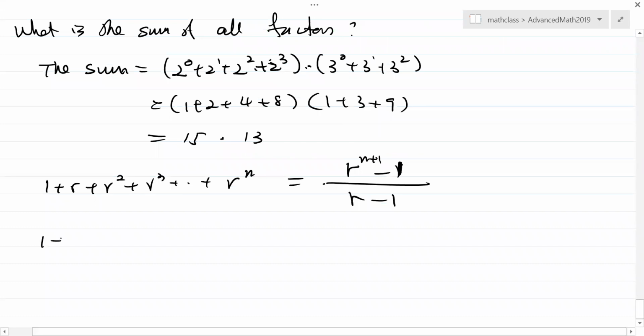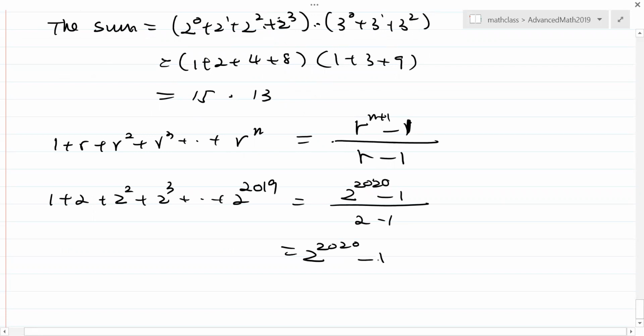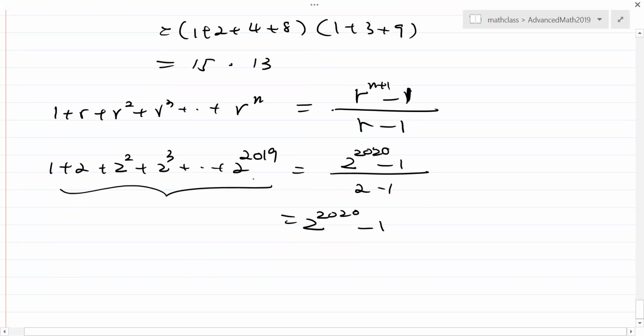For example, 1 plus 2 plus 2 squared, 2 cubed, up to 2 to the 2019. It's pretty large, 2019. According to the above, this is 2 to the 2020 minus 1, but the denominator is very simple, just 2 minus 1. So actually it's going to be 2 to the 2020 minus 1. So many numbers added together just equal 2 to the 2020 minus 1. You'll be surprised. Sometimes it's hard to believe. You have 2020 numbers added together, many of them very high powers, but added together they equal slightly less than 2 to the 2020.